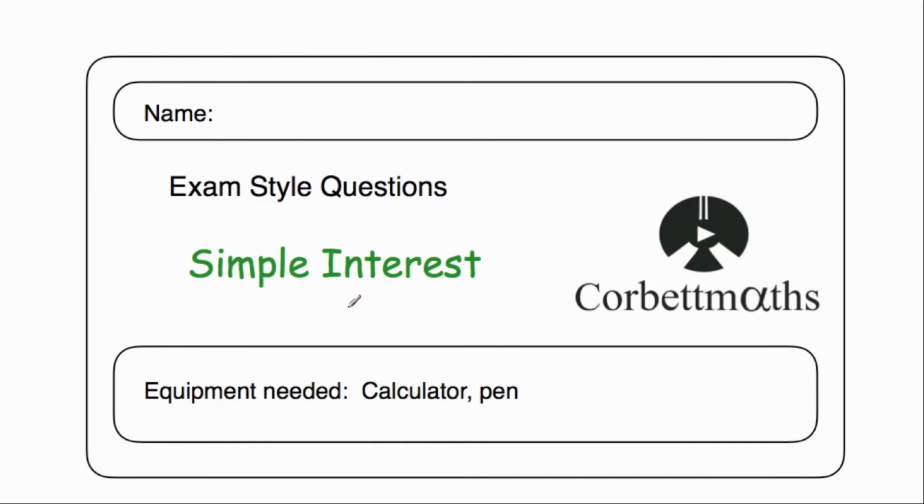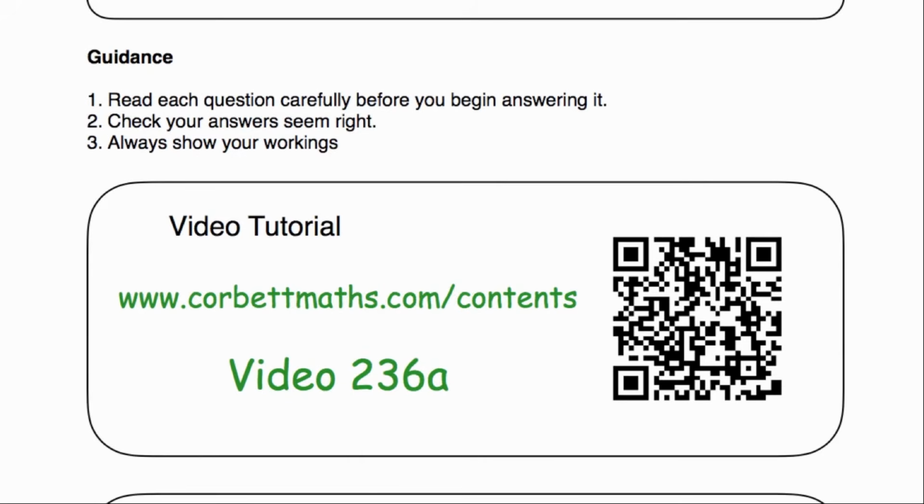If you want to recap on simple interest, please go to www.corbettmaths.com/contents and go down to video 236A, and that is the video tutorial on simple interest. Okay, let's have a look at these questions.